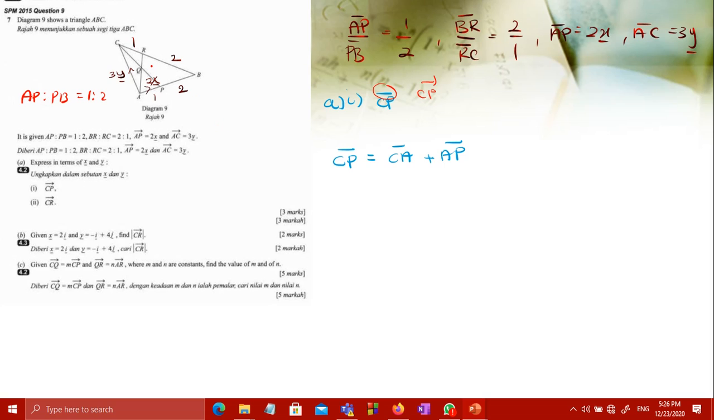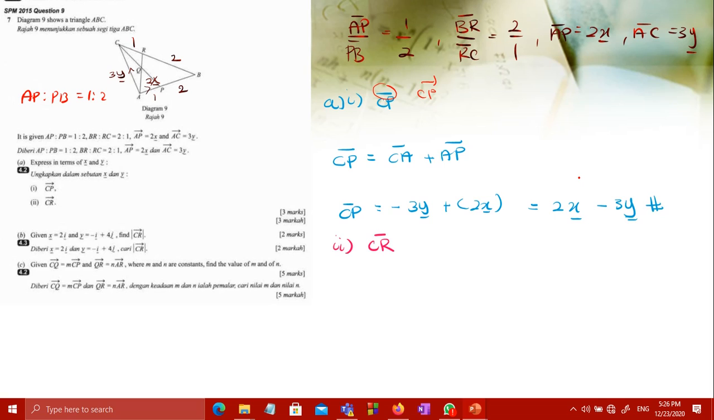So when you want to travel from C to P, it is the same thing as traveling from C to A first and then A to P, right? Okay, C to A, we don't have that information, but we have A to C. A to C is the opposite direction of C to A, which means we can put the negative sign in front. For AP, it is given as 2x, so this is our final answer: CP is equivalent to 2x minus 3y. And of course, the x variable must be in front, okay?